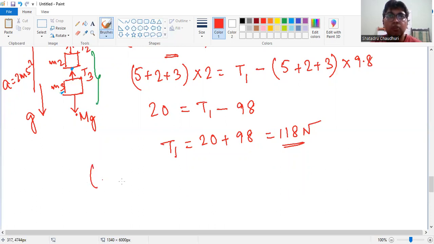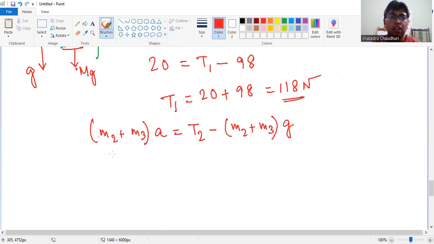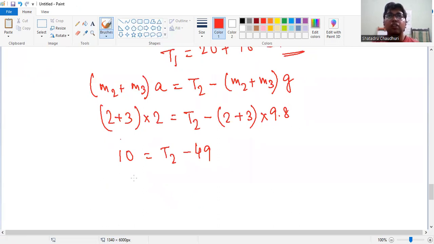in the second case it will be (m2 plus m3) into a equals T2 minus (m2 plus m3) into g, which eventually gives (2 plus 3) into 2 equals T2 minus (2 plus 3) into 9.8. As a result, 10 equals T2 minus 49. So eventually T2 will be equal to 59 Newton.